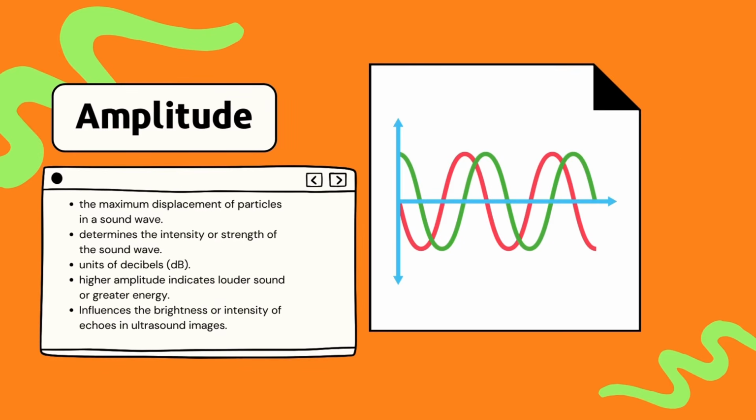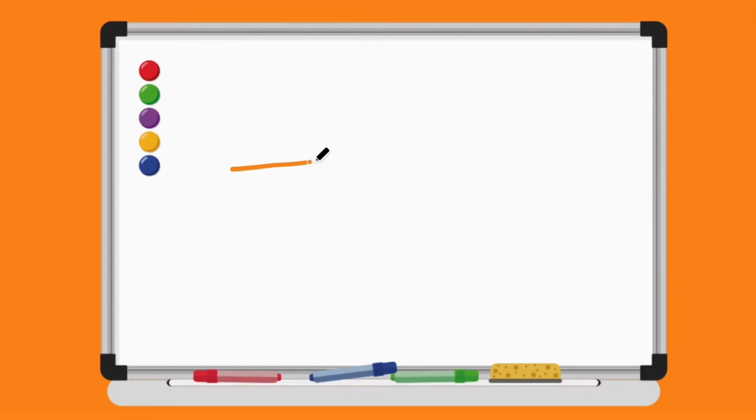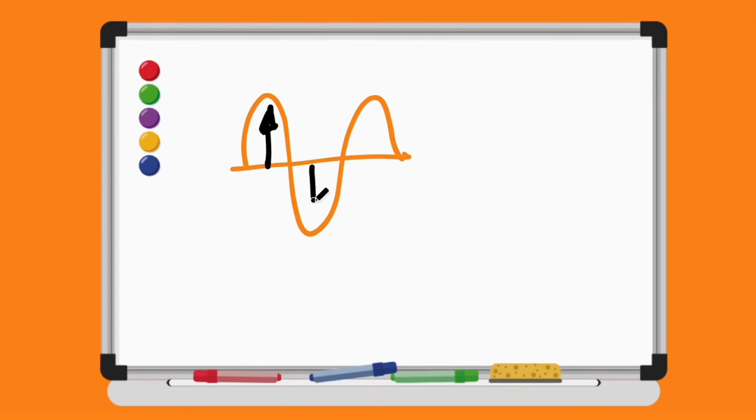Now we're going to talk about amplitude, which represents the maximum displacement of particles in a sound wave from their resting position. Amplitude determines the strength or intensity of the ultrasound wave, and typically it's in units of decibels. Amplitude can be measured from the baseline to the maximum value, or from the baseline to the minimum value.